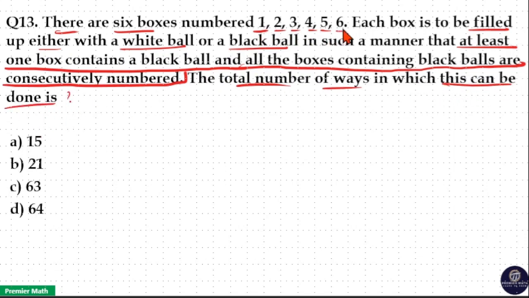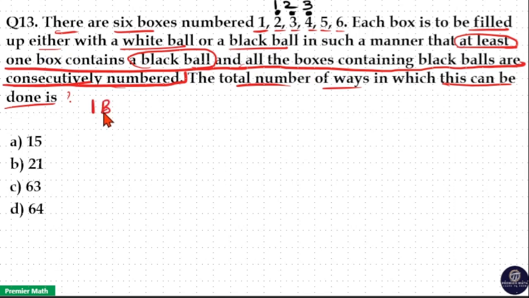Here there are total 6 boxes and the question says at least one box contains a black ball, which means it can be a minimum of 1 black ball or a maximum of up to 6 black balls. Now the question also says all the boxes containing black balls are consecutively numbered, which means if I have 3 black balls and I am placing them like this, then these boxes should be numbered consecutively. Now we need to find out the number of ways this arrangement can be done.